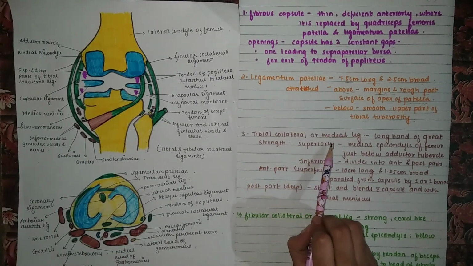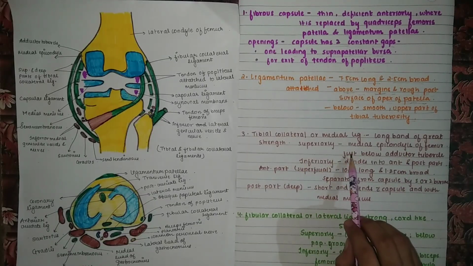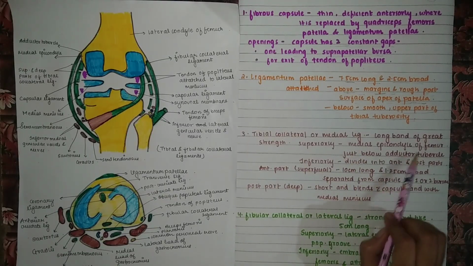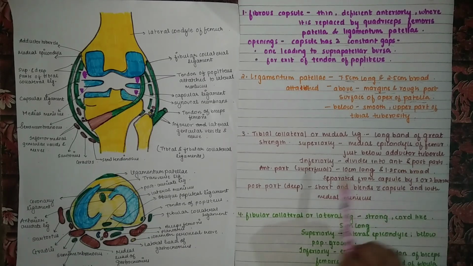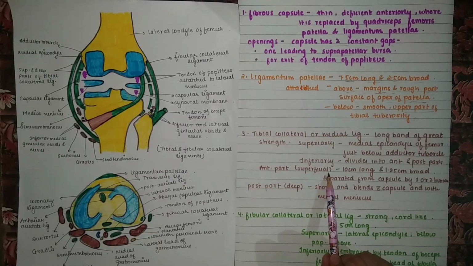Tibial collateral or medial ligament: a long band of great strength. Superiorly, it is attached to the medial epicondyle of femur just below the adductor tubercle. Inferiorly, it is divided into anterior and posterior parts. The anterior part is superficial, 10 cm long and 1.25 cm broad, separated from the capsule by one or two bursae, and the posterior part is deep, short and blends with the capsule and medial meniscus.